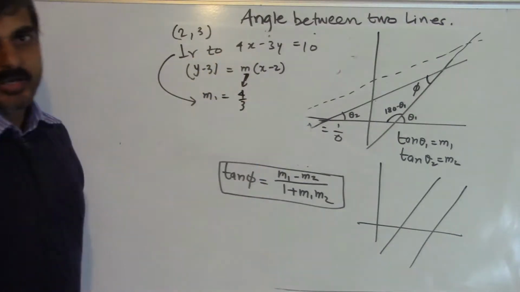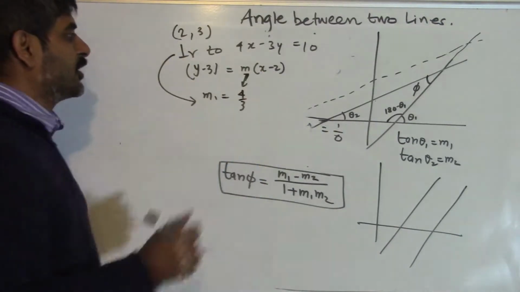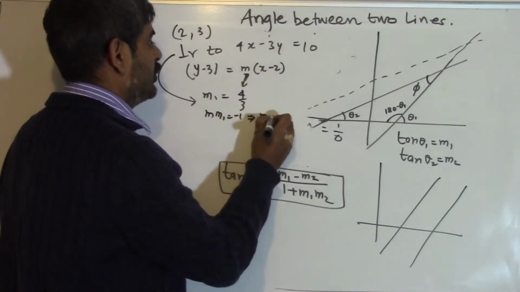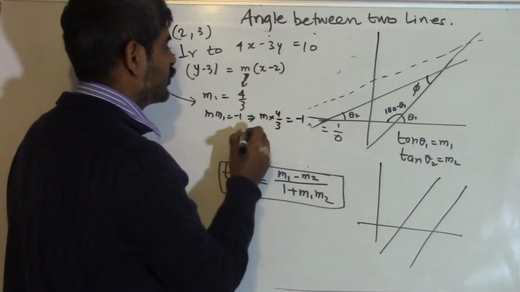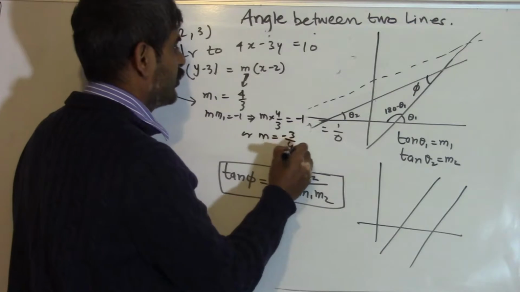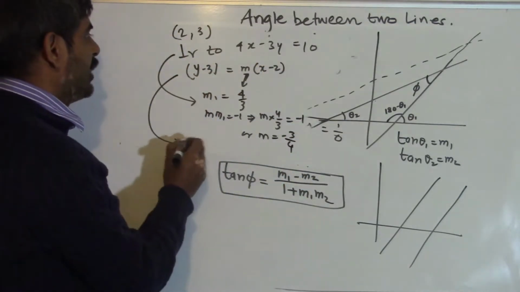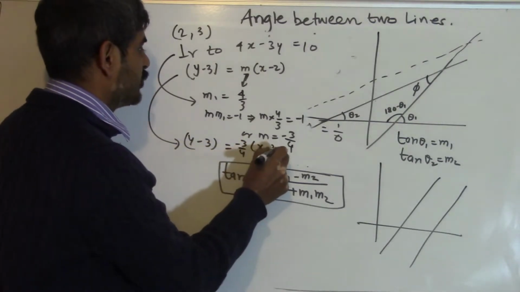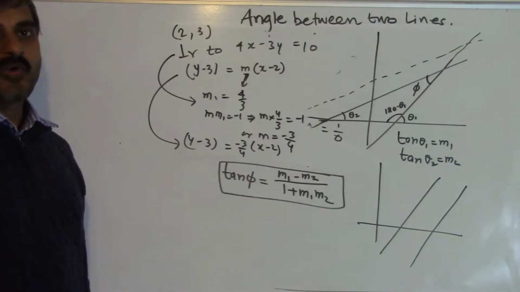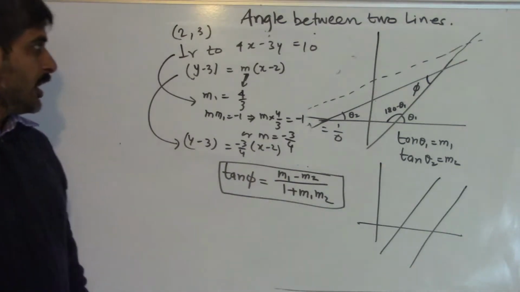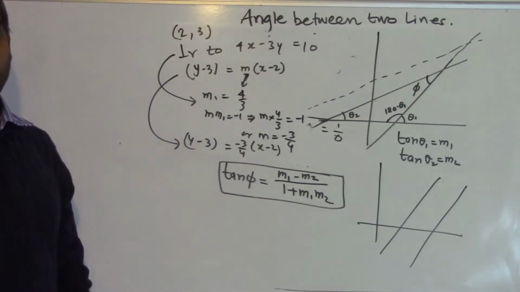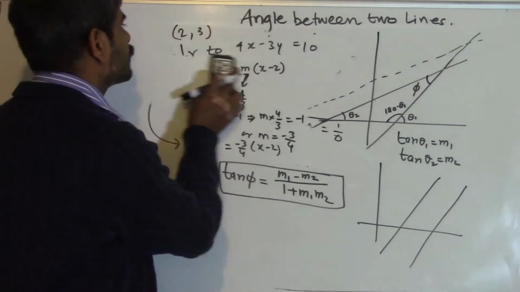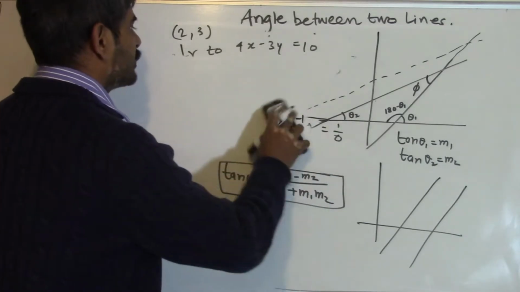And if you call this gradient m2, the condition for this line to be perpendicular to this is m into m1 is equal to minus 1. This implies m into 4 by 3 is equal to minus 1, or m is equal to minus 3 by 4. We can substitute the value here and we get y minus 3 is equal to minus 3 by 4 into x minus 2, and we can simplify further to find the equation of the line perpendicular to this line and passing through the point 2,3. But there are several other simplified ways to do this problem, and that's what we are going to explore.